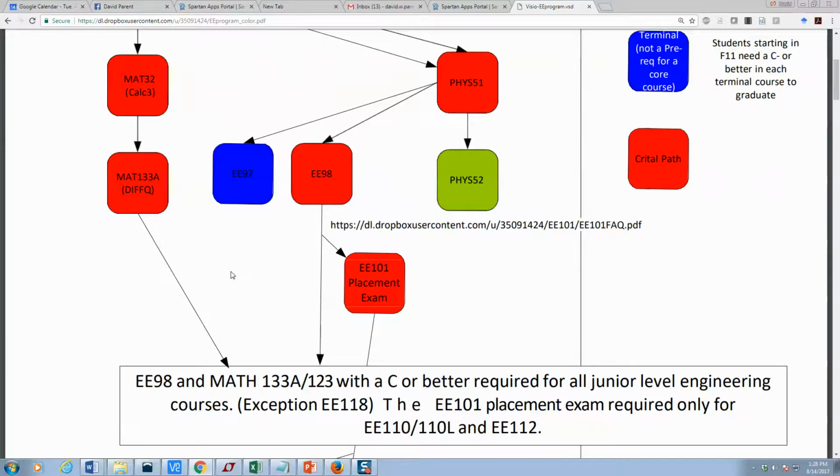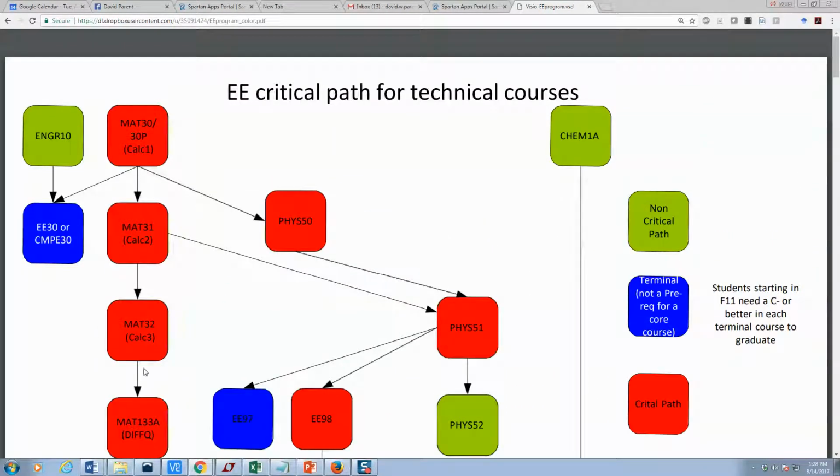Now, what these arrows mean is that you have to have, for instance, Calc 1 before you can take Calc 2 or EE 30 or Physics 50. In order to take EE 98, you just follow the arrows back. Physics 51 needs Physics 50, which leads to Calc 1, and also you need to have Calc 2.